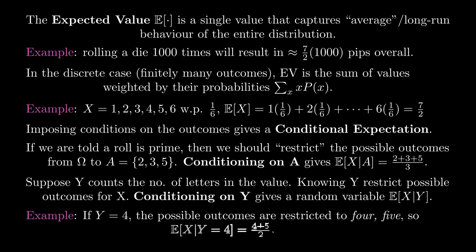For example, if Y equals 4, then the possible outcomes are restricted to 4 and 5, which both have 4 letters, so the expected value of X given Y equals 4 would be 4 plus 5 divided by 2. Once we calculate the conditional expectation of X for each value of Y, then we can fully describe the random variable E of X given Y. Now we can start trying to understand some important results in probability theory.